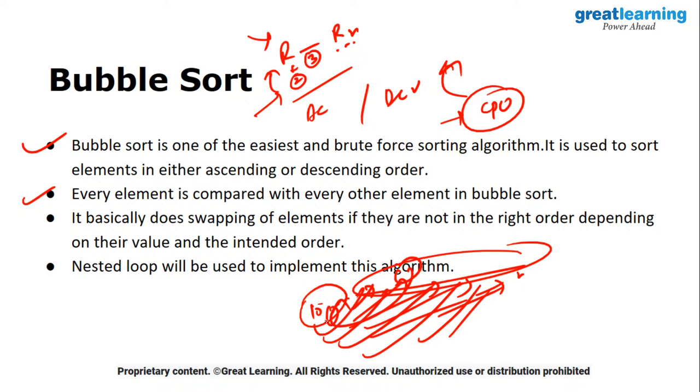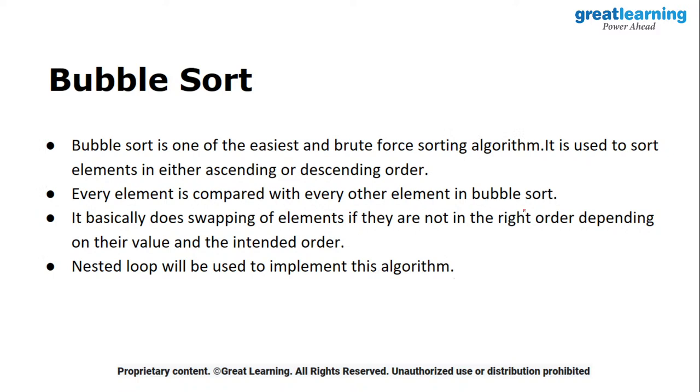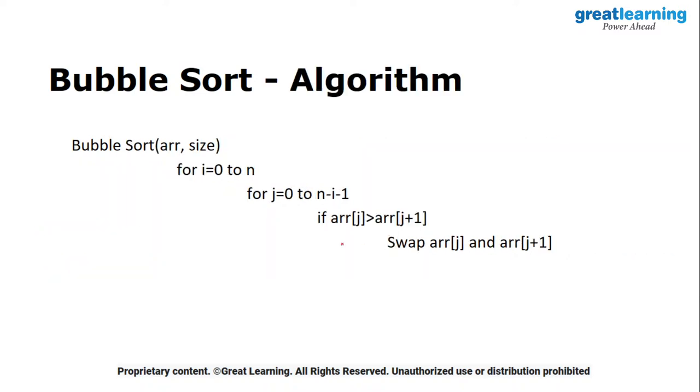Okay, if that element is greater, let's suppose you have 10, then you have 20 over here. Let me try to cover this in the algorithm part. Basically you will be swapping, and you will be using a nested loop. Now let's talk about the algorithm, then things will be clear.